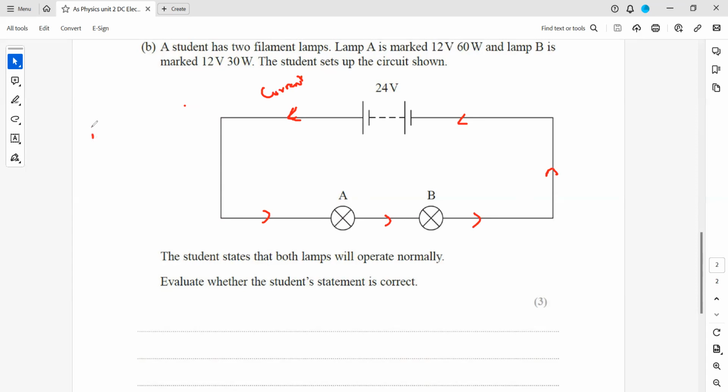If the current is the same, what is the relation? P equals I square R. That is a formula which relates the resistance, current, and the power. So if the current is constant, what is the relation between power and resistance? Power and resistance are directly proportional. So when we check the resistance of these two, which lamp has a higher resistance?